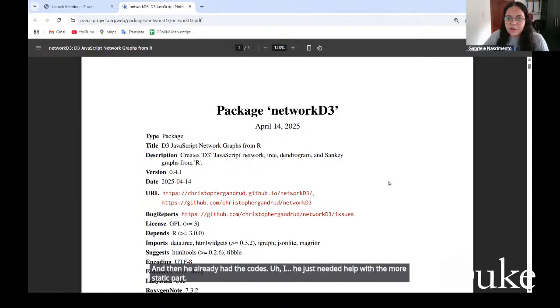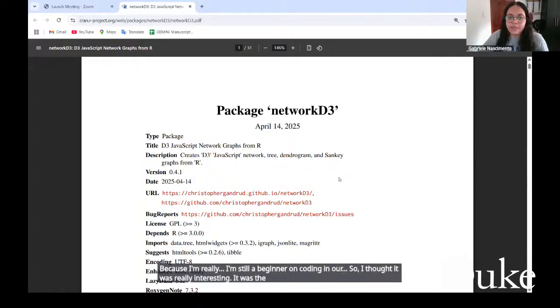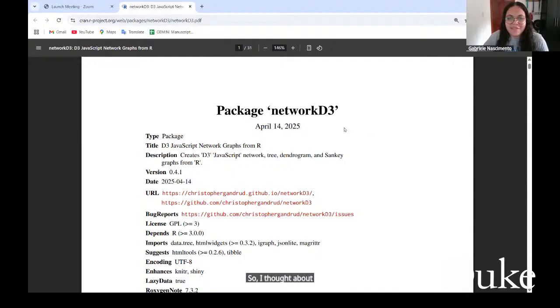So he sent me his code, and it was really hard for me to understand because I'm still a beginner on coding in R. So I thought it was really interesting. It was the first time I saw a Sankey diagram. So I thought about learning, and I found this package called networkD3.